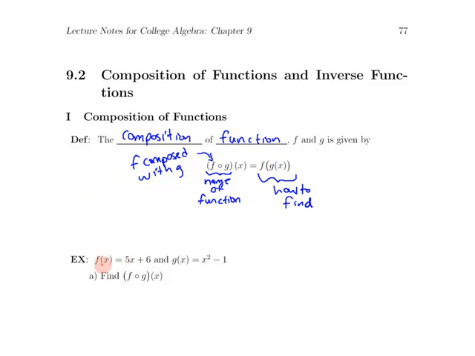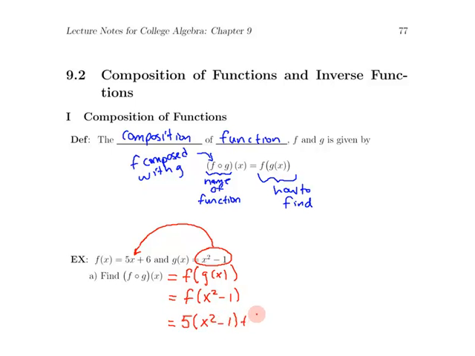If I have f of x is equal to 5x plus 6 and g of x is equal to x squared minus 1, then by definition f composed with g is f of g of x. Now what is g of x? G of x is this expression right here, right? So I'm going to find f of x squared minus 1. So what does it mean to find f of x squared minus 1? It means to take this expression and substitute it in for x here. So replacing x with x squared minus 1 is how I get f composed with g.